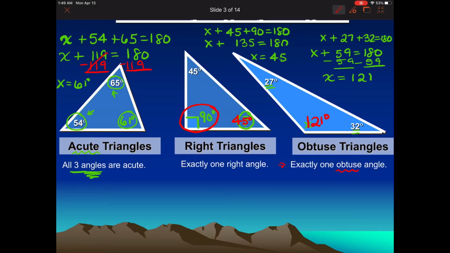So this is a lot to take in, but for acute triangles, we're looking for all acute angles. Every single angle is acute. For right triangles, only one angle is right. And for obtuse triangles, only one angle is obtuse. And it's really important before you make any determination whether it's acute, right, or obtuse, know what all three angles are. Even if it looks like something you think it looks like, still use the math and figure out what all those angles are before you start writing down whether it's acute or right or obtuse.